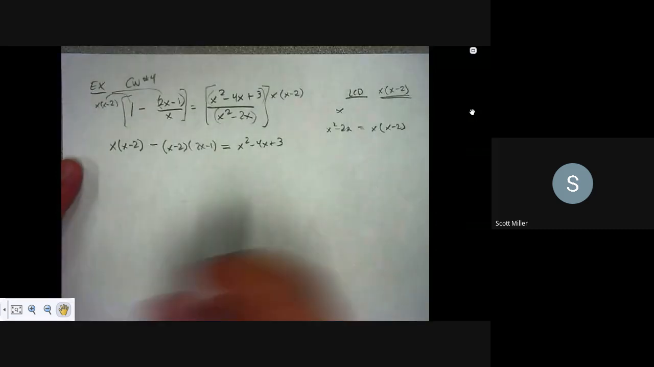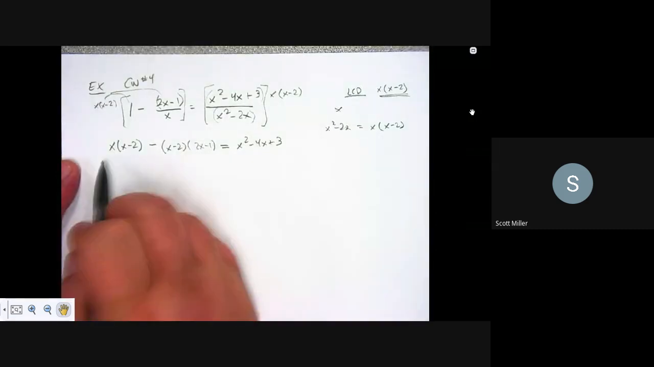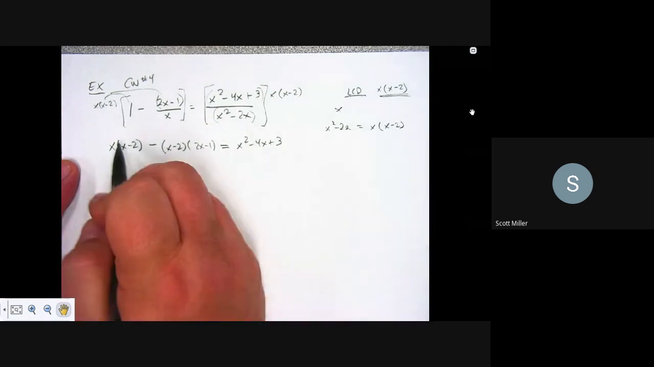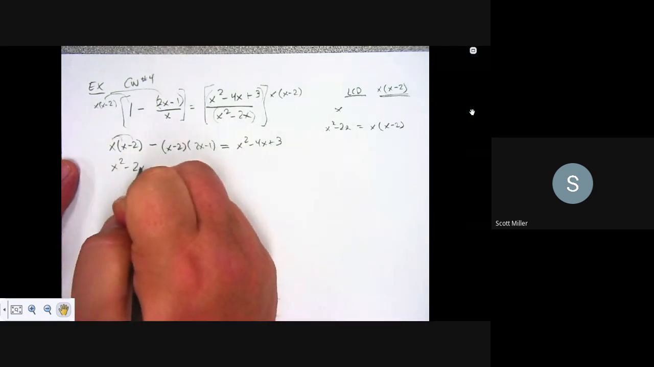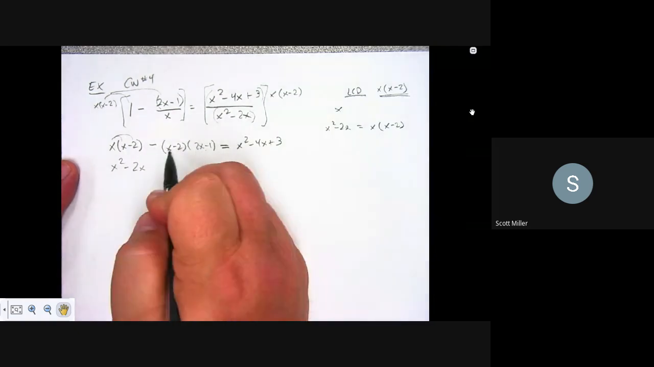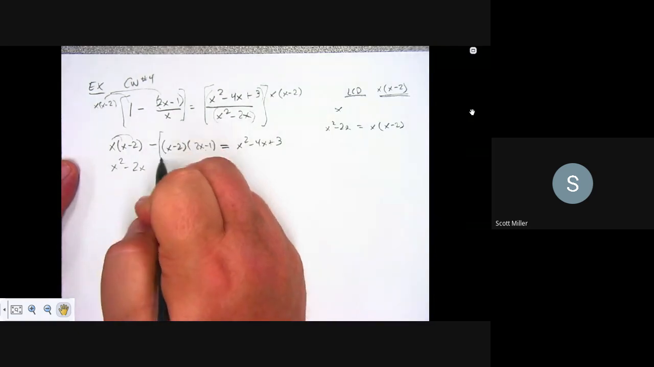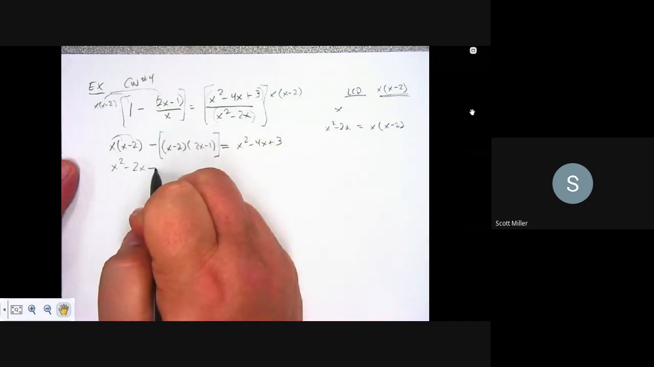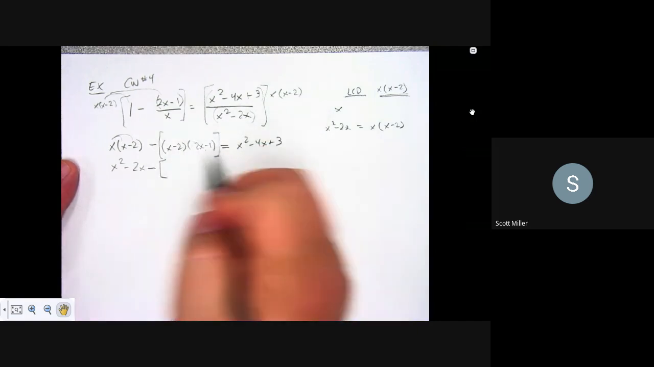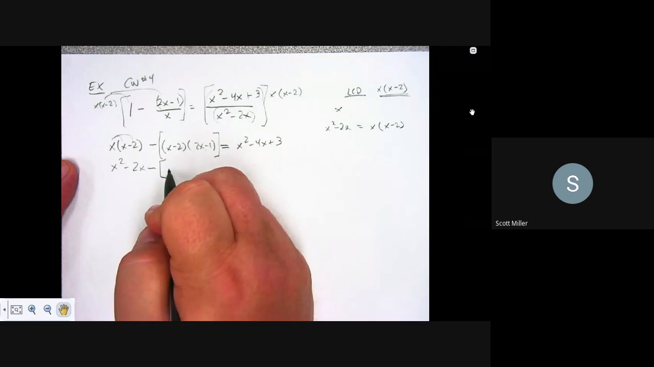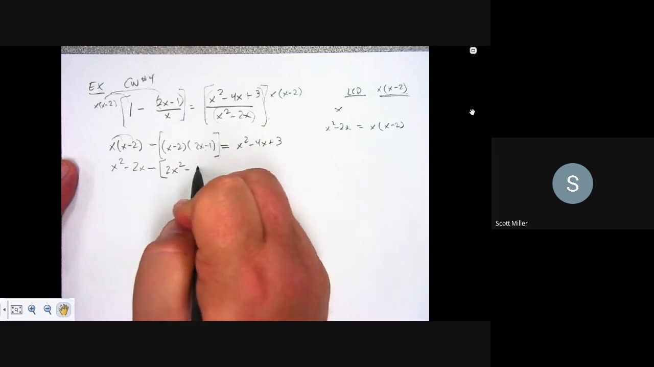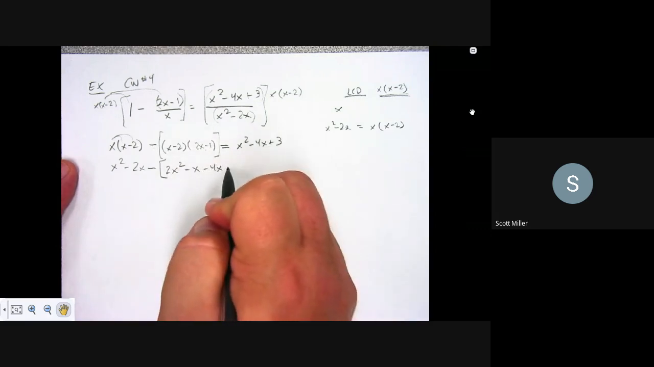Okay, so now our job is to solve this equation right here. So normal techniques, distribute everything, combine like terms, and we get this right here. Be careful with this concept right here. So you have a product, but I have a minus sign here. It's best to multiply this stuff out first, like so. Add another set of parentheses, multiply this out. Minus x minus 4x plus 2.